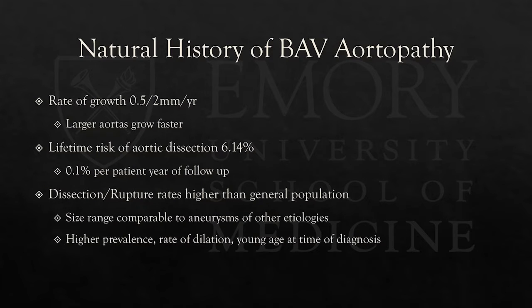Dissection and rupture rates are higher than the general population in patients with bicuspid aortic valve aortopathy. Now, it's not patients that are dissecting at smaller sizes per se. When we look at different etiologies for aortic aneurysms and aortic dissection and rupture, the size range is comparable when patients do experience these complications.